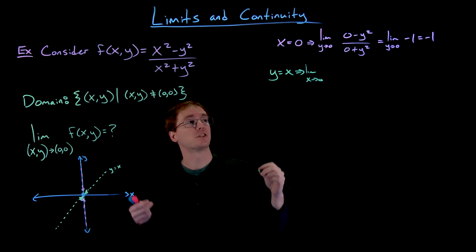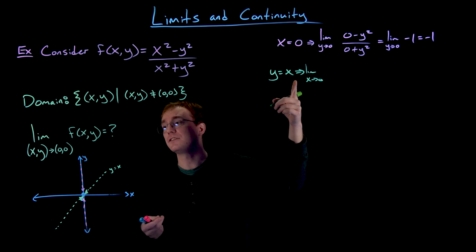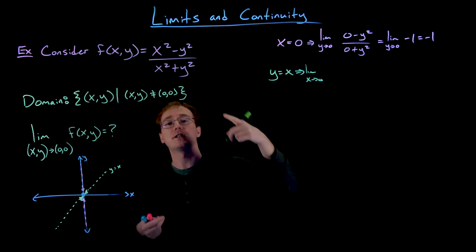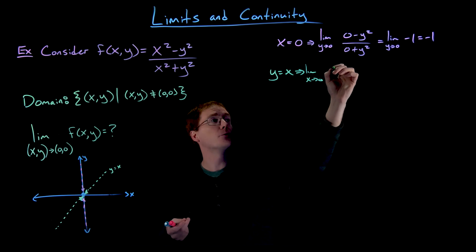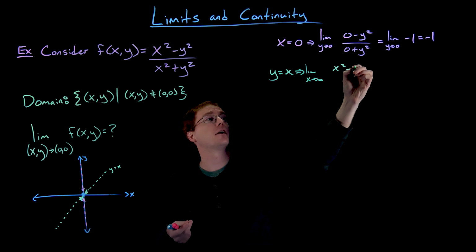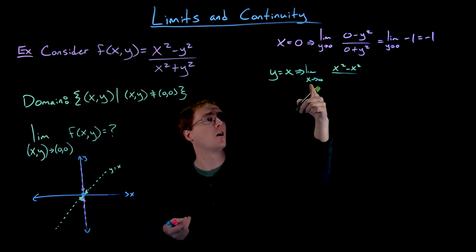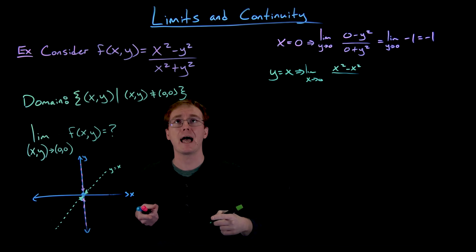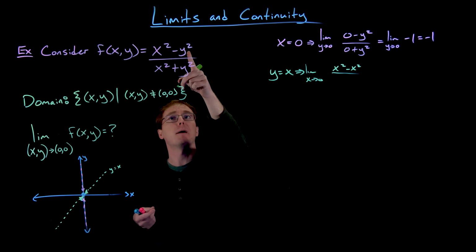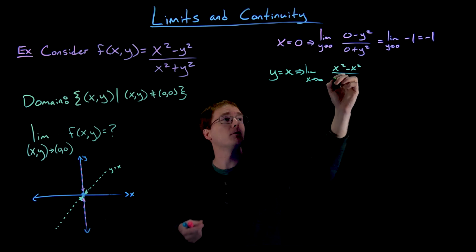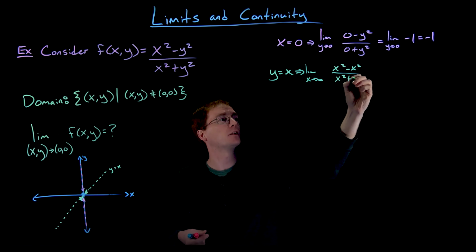Well, now that we're having just x approach 0, we've said that y is equal to x, so all the y's can be replaced with an x. So our numerator will become x squared minus x squared, because on this path, y is equal to x. So we have x squared minus x squared up above, and then down below we have x squared plus x squared.